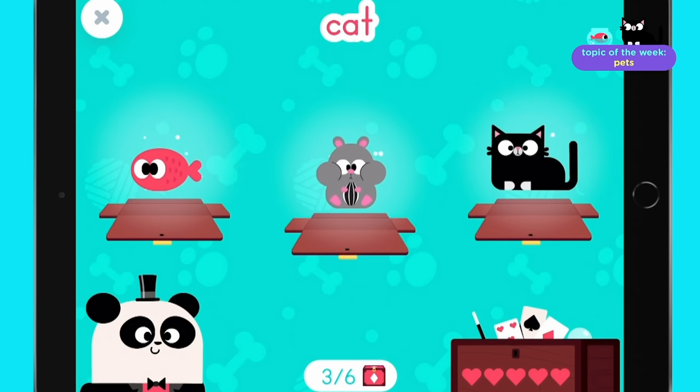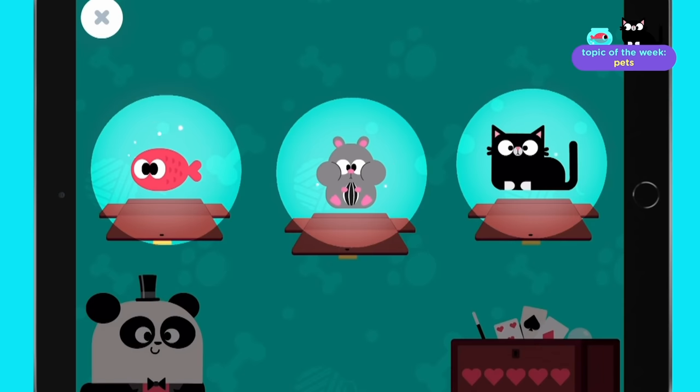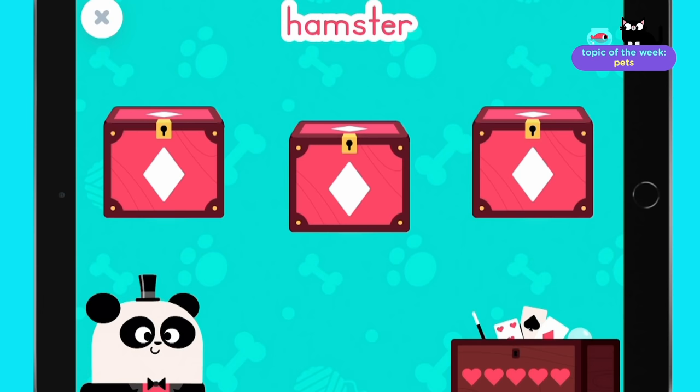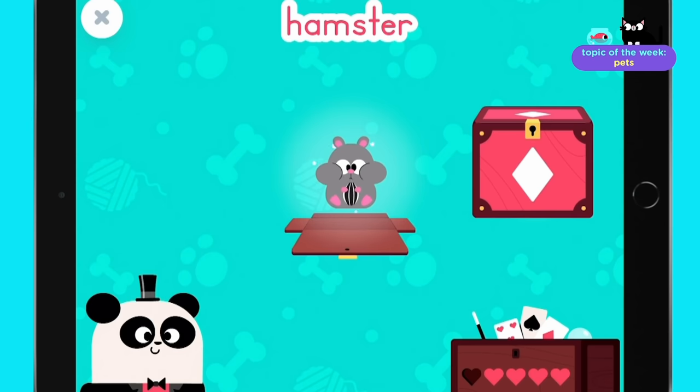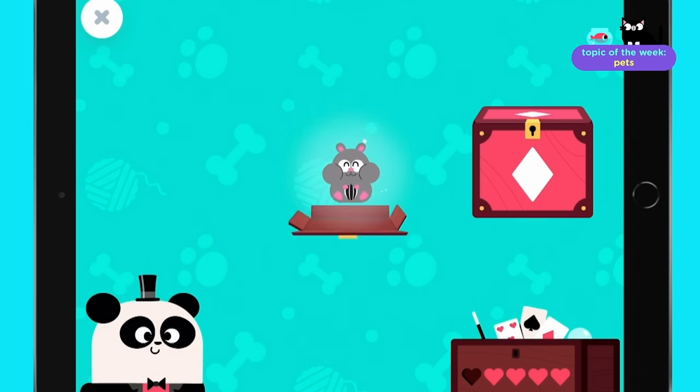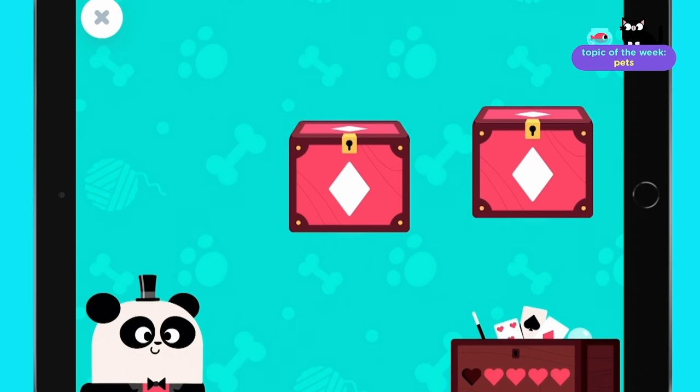Hamster, cat. Look at the pictures to remember where they are. Hamster. This is not a hamster. This is a fish. Find the hamster. Great! You found the hamster. Try with one more.